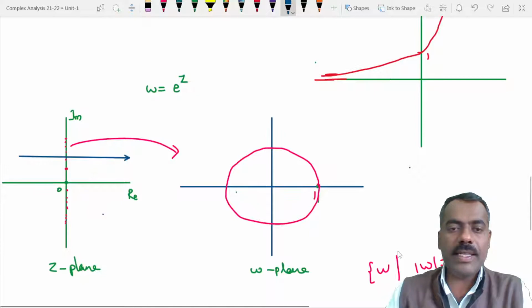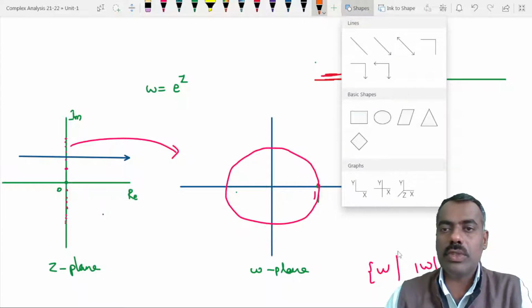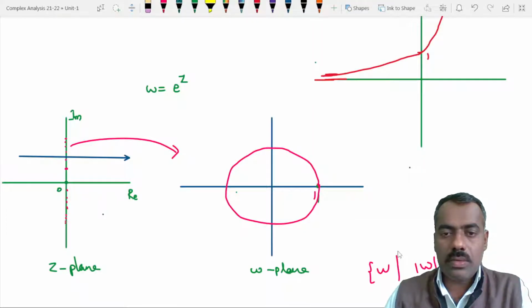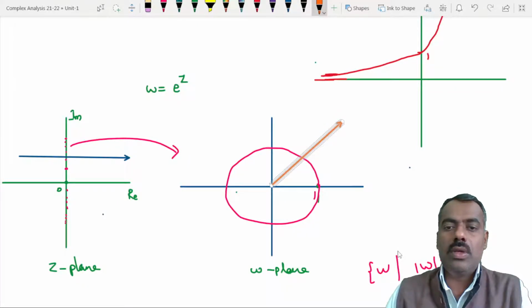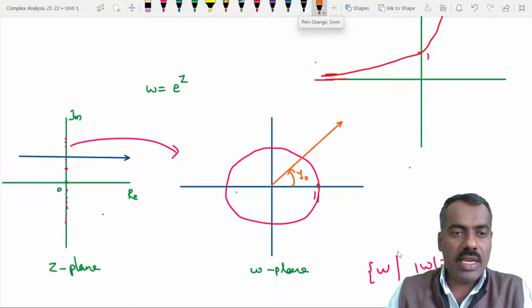So how can you draw that here? So let me take this here. Whatever we are having here, this angle is this y naught. Okay, so if you take any point here, say suppose z, then that is mapping to e power z. So this is w, which is equal to e power z.